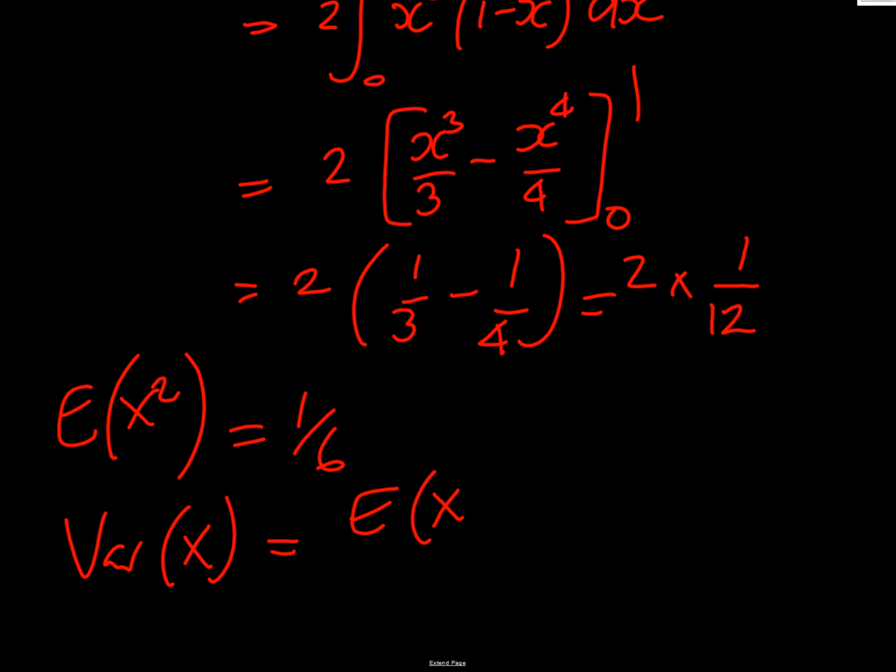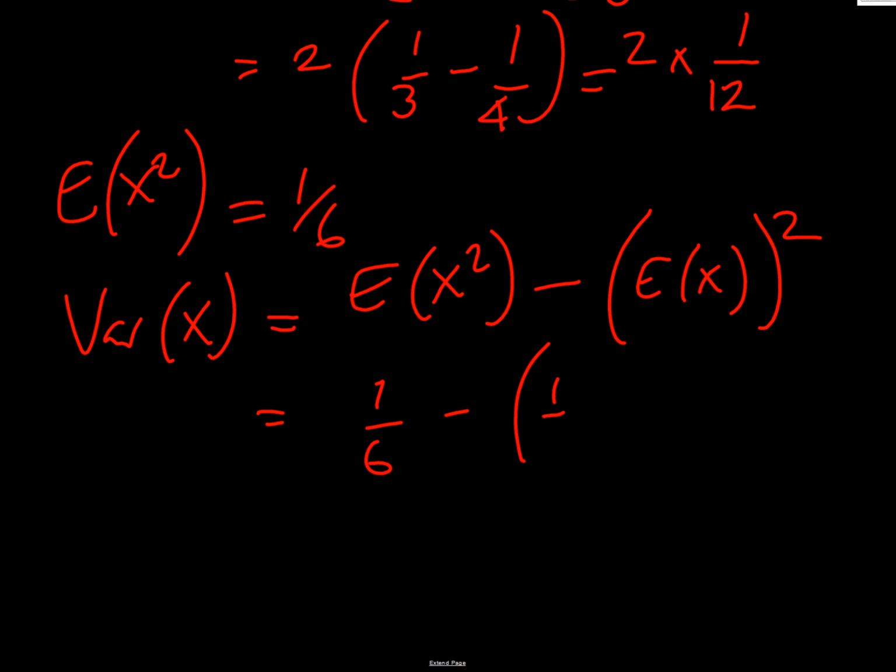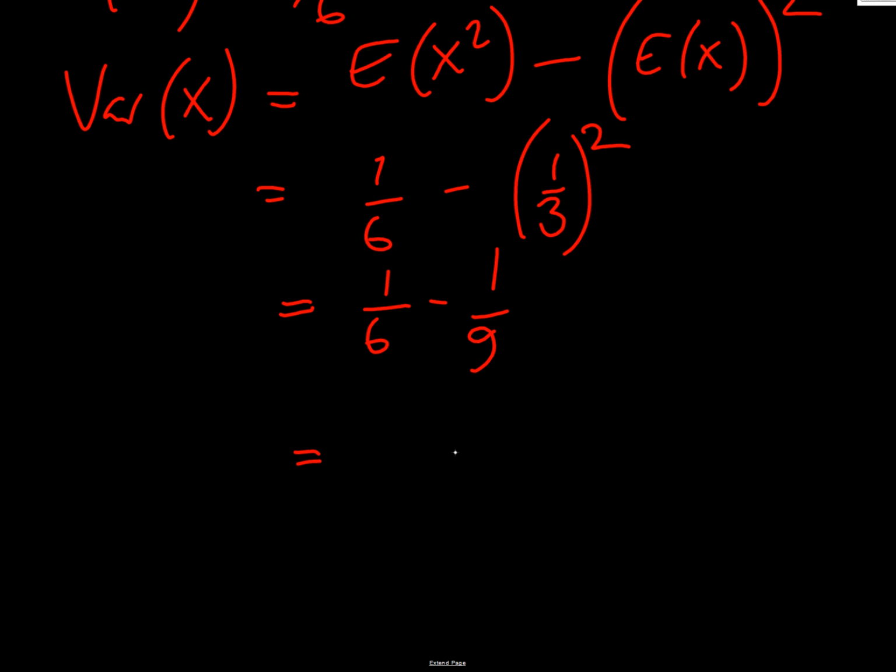Let's just write it out so we can all see it again. Minus E of x, the expected value of x, all squared. So that's a sixth minus the square of a third. There we go. So we've got a sixth minus a ninth, which equals an 18th. So that's the variance of x. So that's the first 2 parts done. Let's hop up and get to the next part quickly.